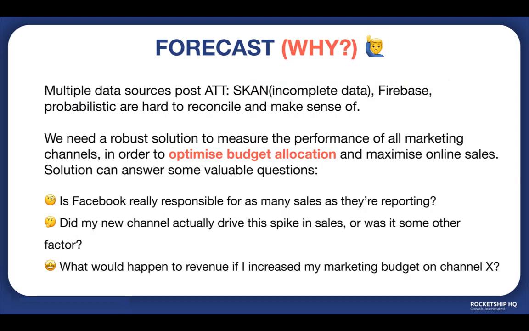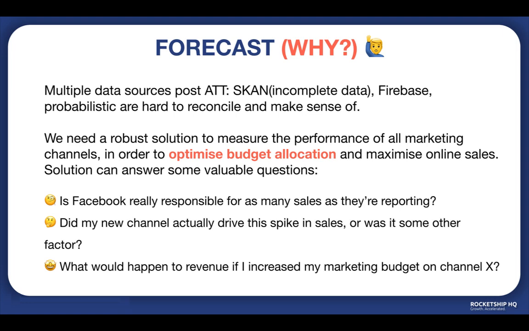So the next question which comes is why do we need to do a forecast and how will it help us? As I mentioned earlier, tracking is pretty much broken on iOS after ATT. SKAN numbers often don't make sense. Google reports based on Firebase, Facebook based on SKAN, and ad networks based on probabilistic metrics, and it's impossible to find out which source is performing better than others. As a result, we need a robust solution so that we can optimize budget allocation and maximize our online sales.